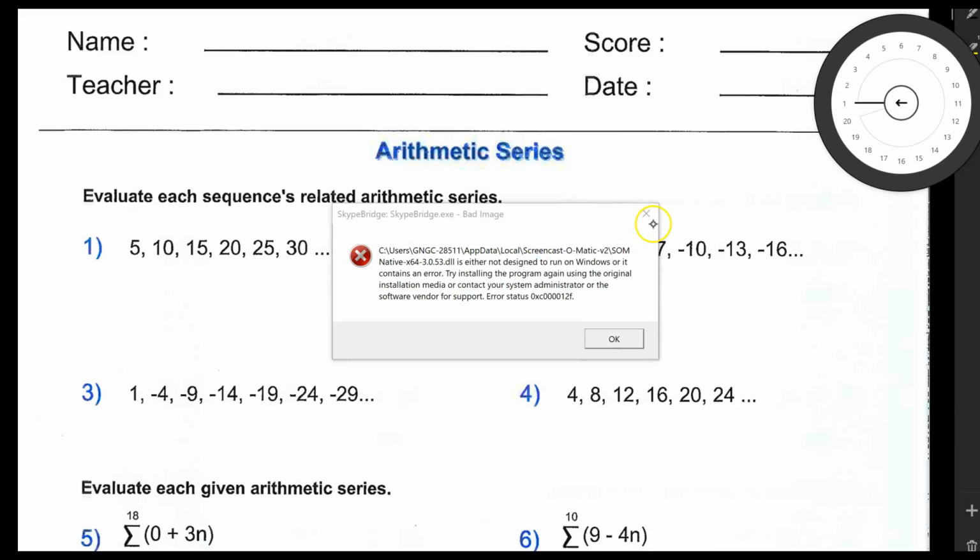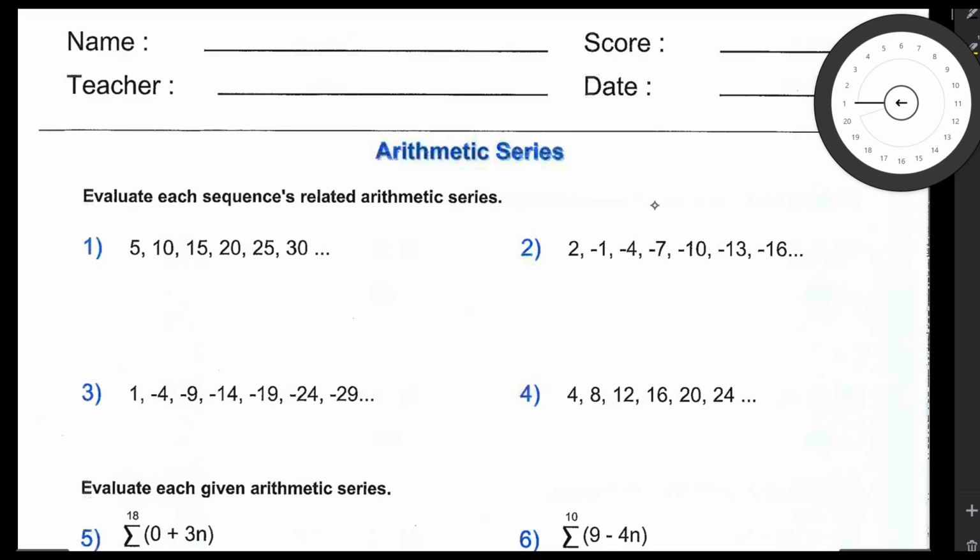Okay. The key thing with it is just the language. Explaining what the words mean and how they relate to what we study in class. So series is just adding a sequence. So with these, evaluate each sequence related to the arithmetic series. What you're doing is you're just adding them up. So you can do that on your calculator, or you can do that using the formula.